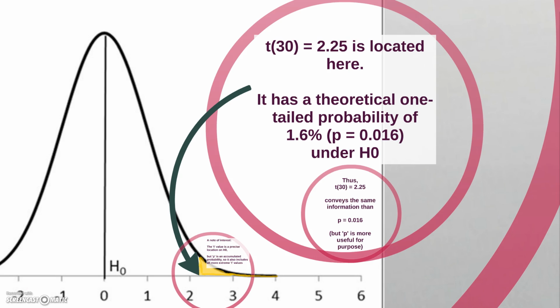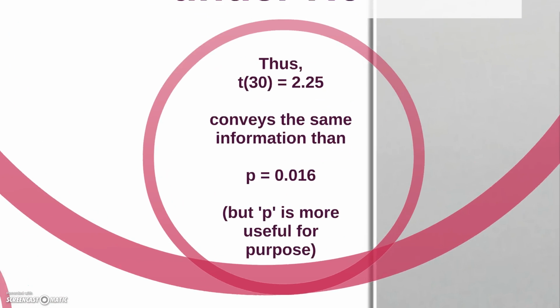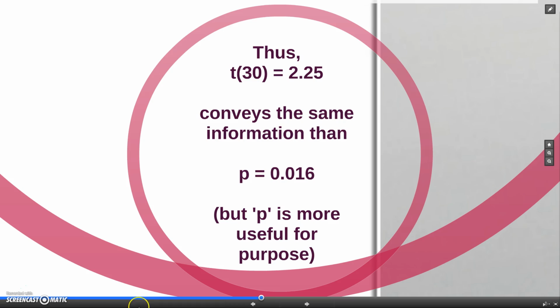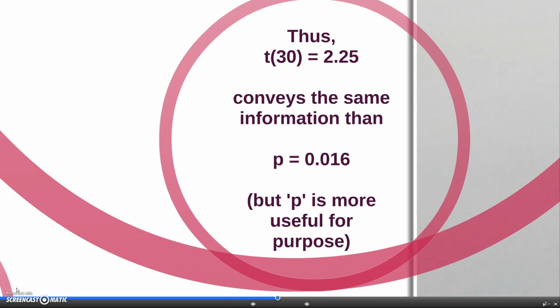this case. So we get information not only about the location in the distribution, but also about the probability of the data under that location. Now, these two pieces of information convey the same information to us. Okay, so you could use the t-value, or you can use the probability, although perhaps the p-value is the one that is more useful for purpose of the test.